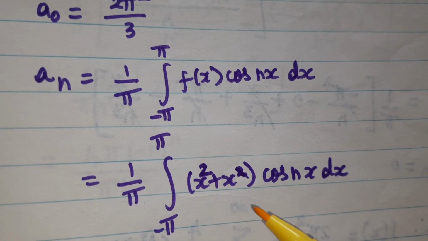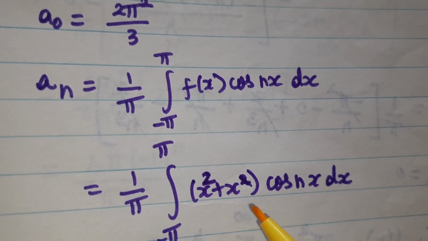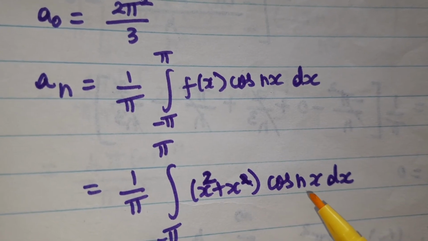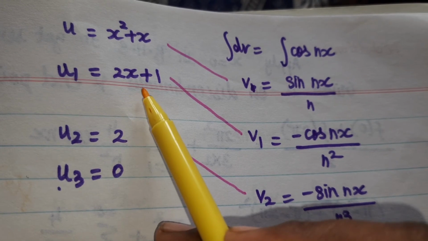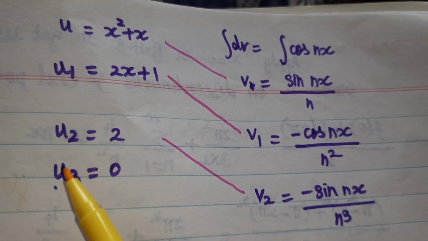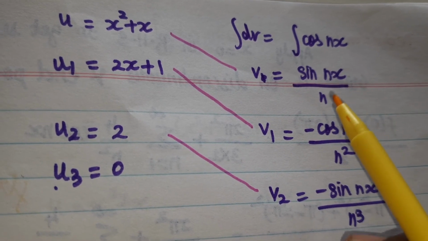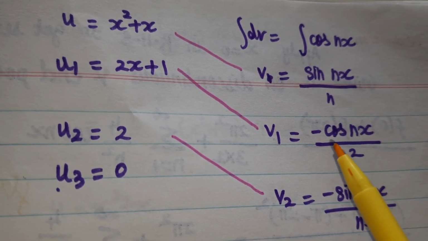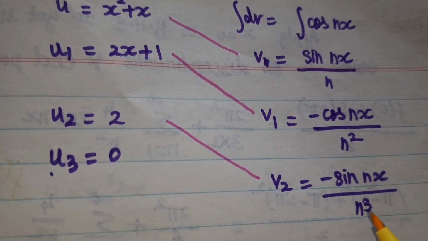Therefore the integral of x square plus x into cos nx dx. So take u is equal to x square plus x and the integral of dv is equal to the integral of cos nx. Therefore u1 is equal to 2x plus 1, u2 is equal to 2 and u3 is equal to 0. Here v is equal to sin nx divided by n, and again if we integrate it we get minus cos nx divided by n square, again minus sin nx divided by n cube.